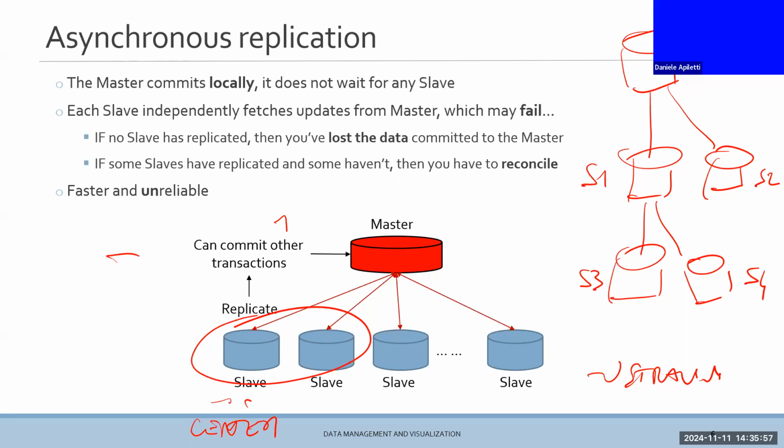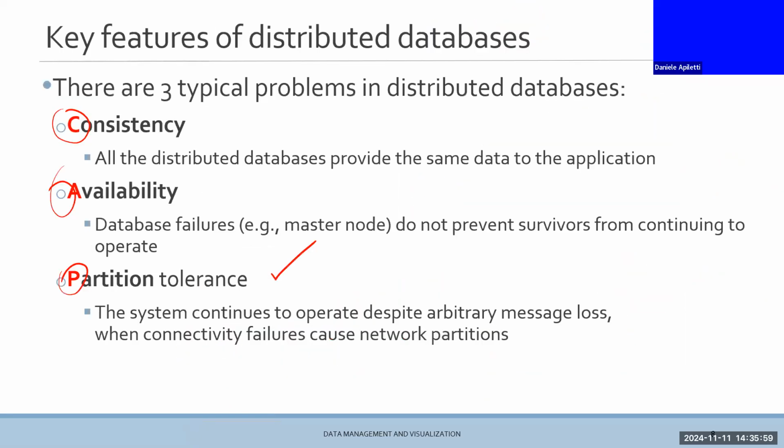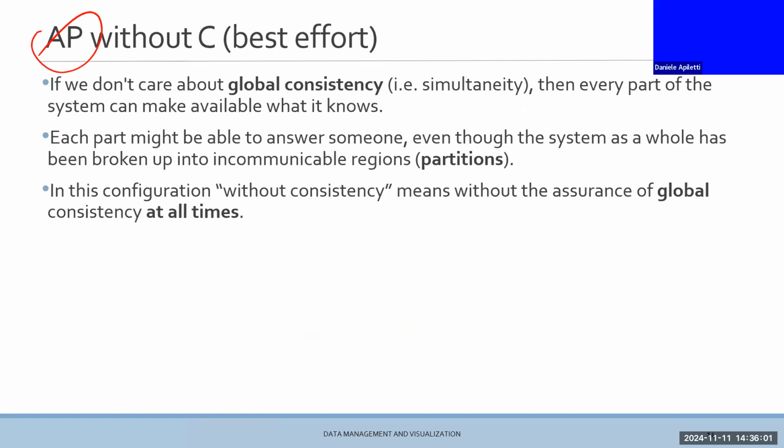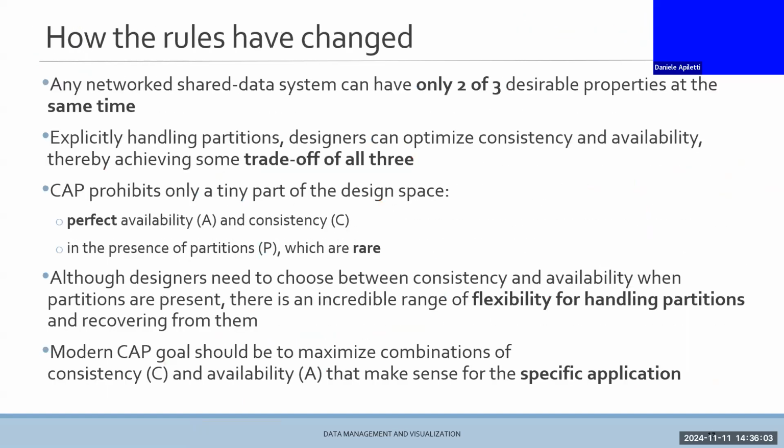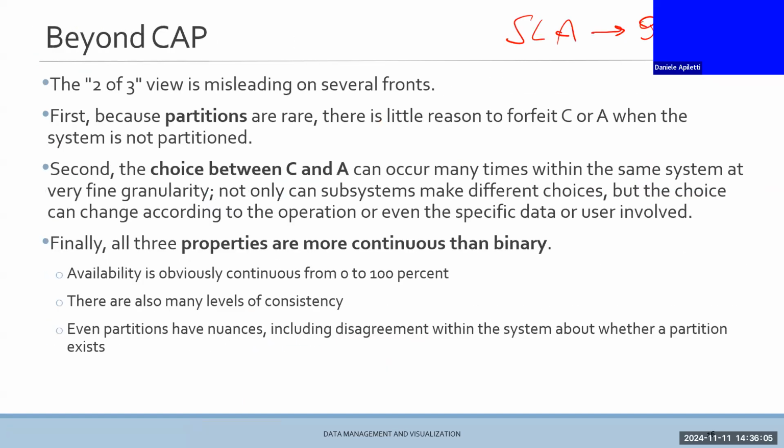So that's inconsistent. Availability is not always available. Consistency is not always consistent. So in the end, network partitions, of course, they happen, but they're very, very rare.